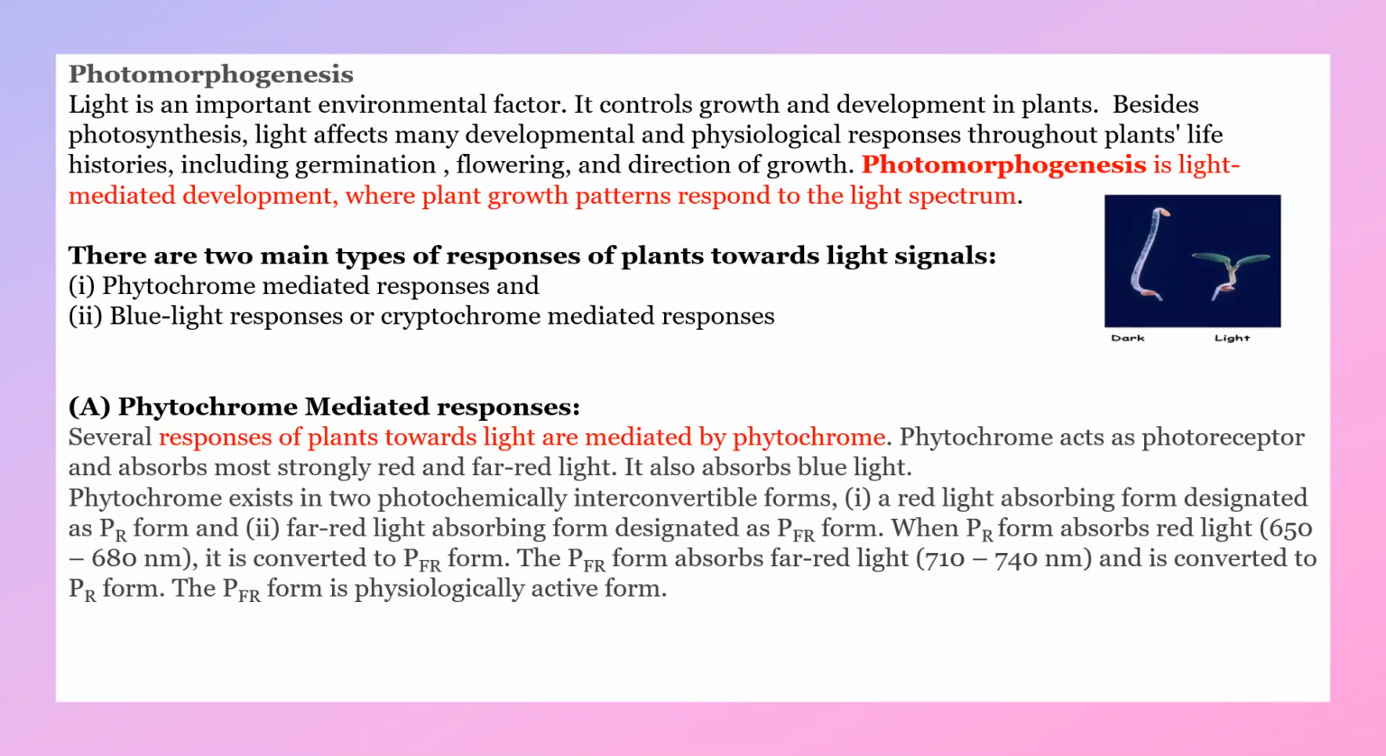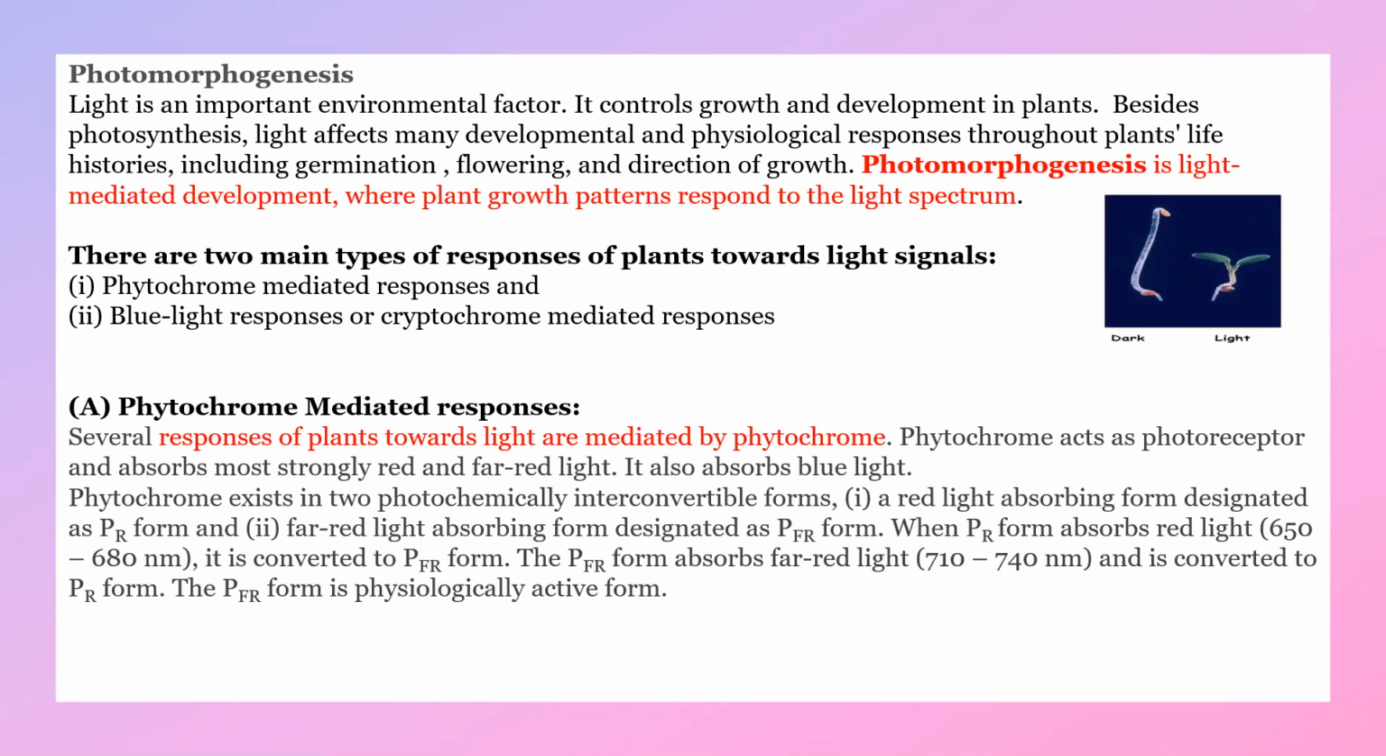Responses of plants towards light are mediated by phytochrome, and phytochrome acts as a photoreceptor. It absorbs the red and far red light region. It also absorbs the blue light region of the spectrum.